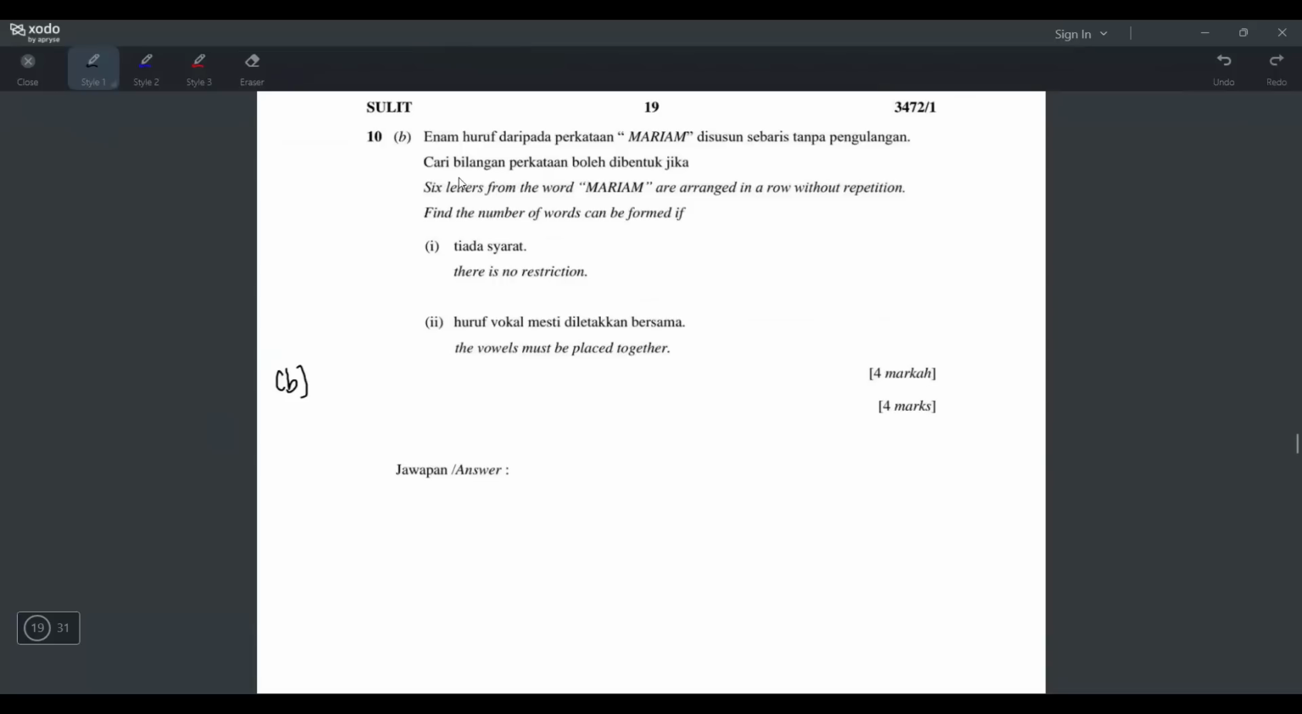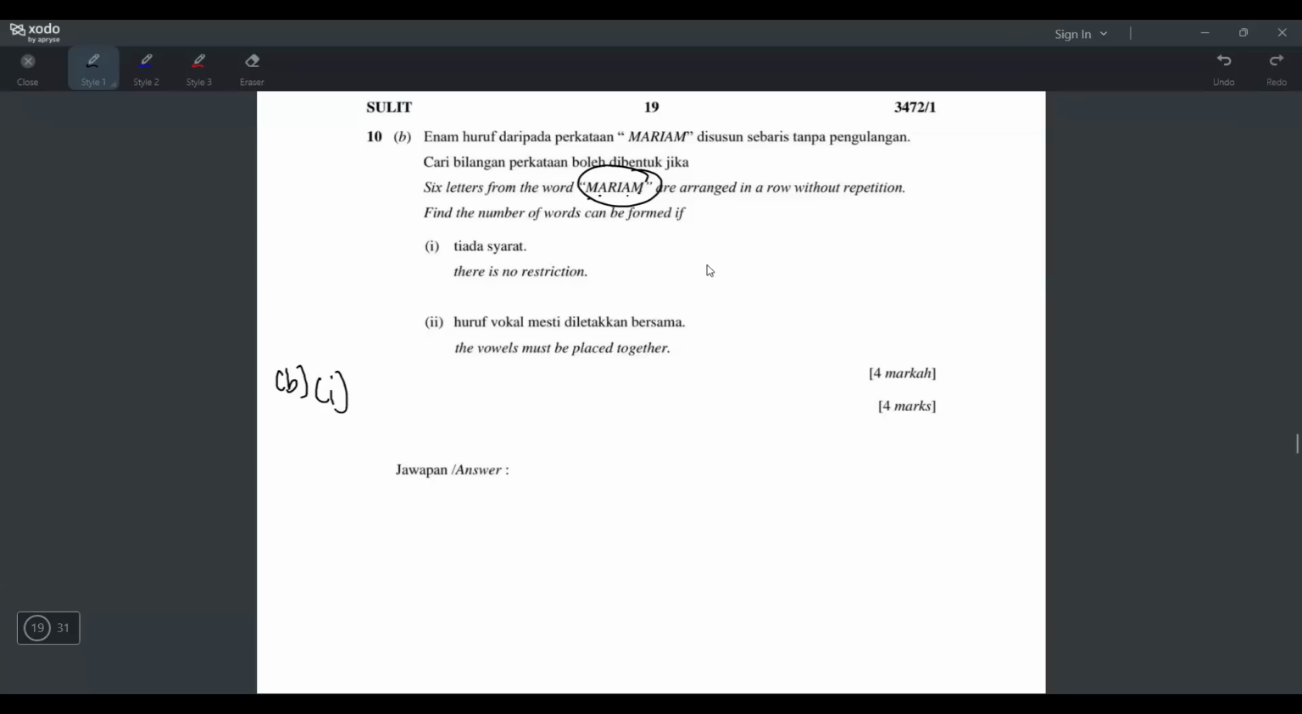Okay, now let's do 10B. 6 letters from the word Mariam are arranged in a row without repetition. If no condition, it means 6P6, because there are 6 letters. But wait, there is repetition, MMAA, so later we have to divide by the number of identical objects. Let's see what they want: find the number of ways that can be formed if there is no restriction.